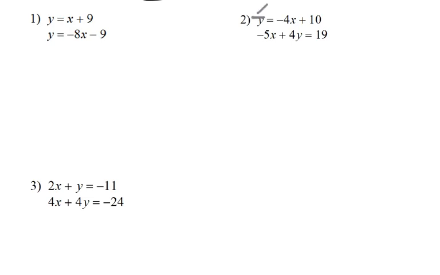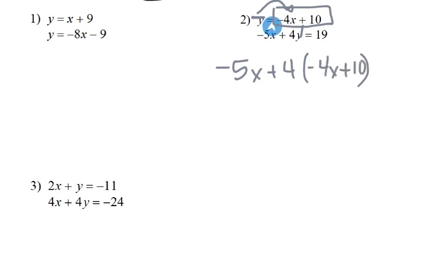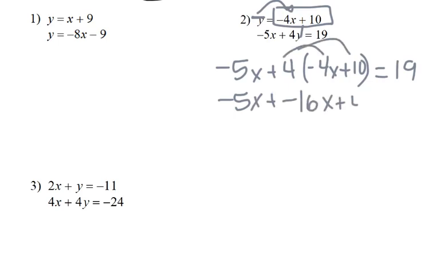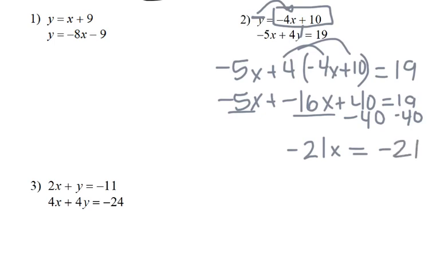Number 2, I've got y is just equal to that whole side. So this whole side is going to replace that y. So I get 5x plus 4. Instead of times y, it's now times negative 4x plus 10, because up here, y and that were the same thing. Okay, and that equals 19. So then we simplify distribution. Negative 16x plus 40 equals 19. Negative 5x, negative 16x gives us negative 21x. Subtract 40 from both sides, and we get negative 21x is equal to negative 21. Divide by negative 21, and we get x is equal to 1.